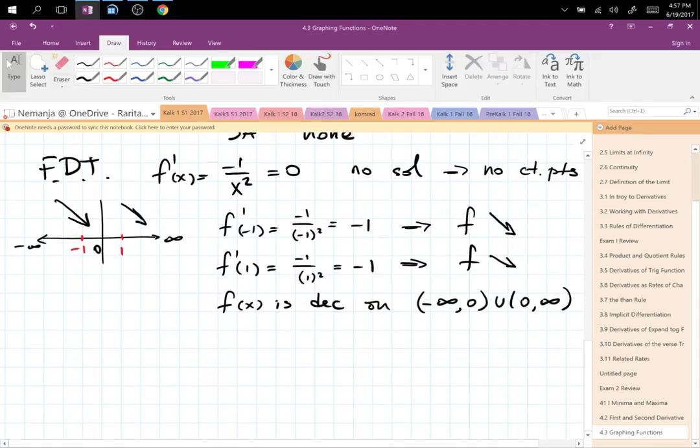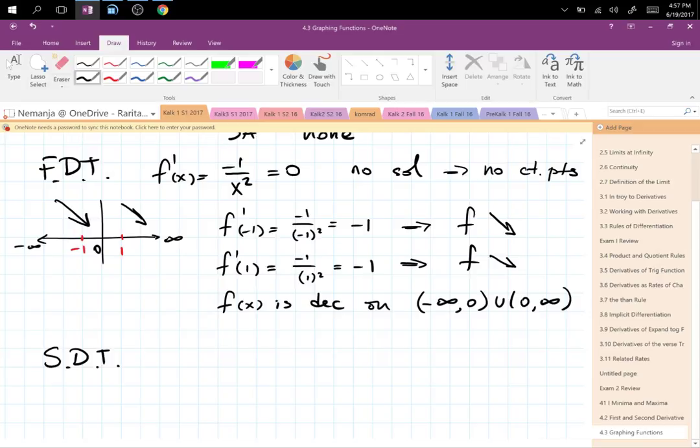Now, the first derivative test shows that. Oh, by the way, no critical points, no min, max. That should all be common sense by now, since you did the homework and everything, right? So if you don't get a critical point, you don't have min or max. In this case, we did not have any critical points, therefore no min, no max.